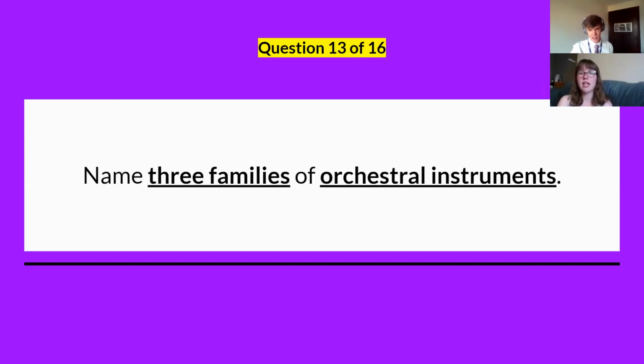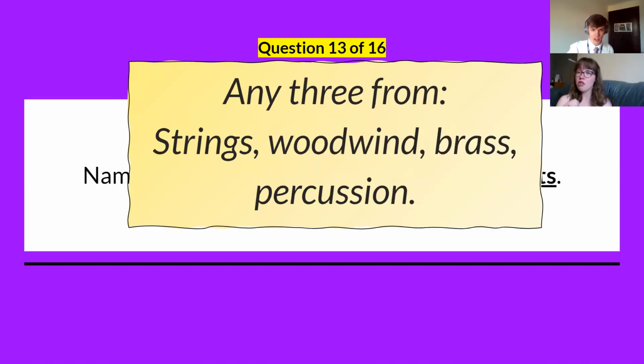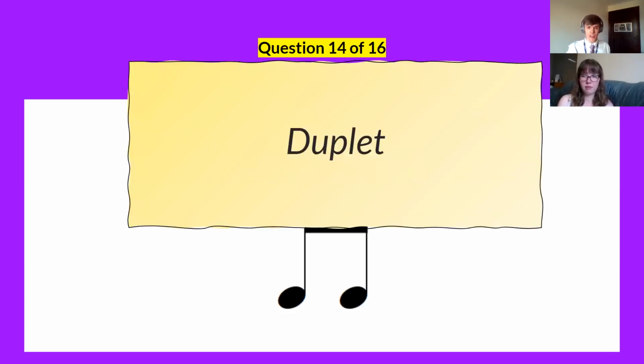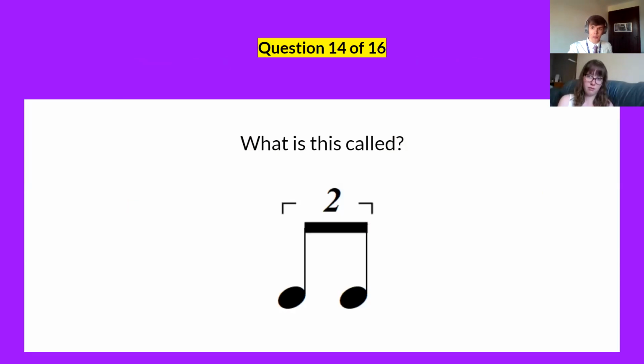Question 13. Name 3 families of orchestral instruments. So you can have any 3 of the string family, woodwind, brass, or percussion. So you need 3 of those. Question number 14. What is this called? It's called a duplet. Similar to a triplet, but there are 2 parts to it rather than 3.